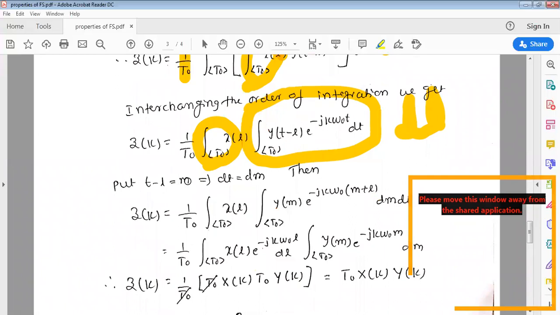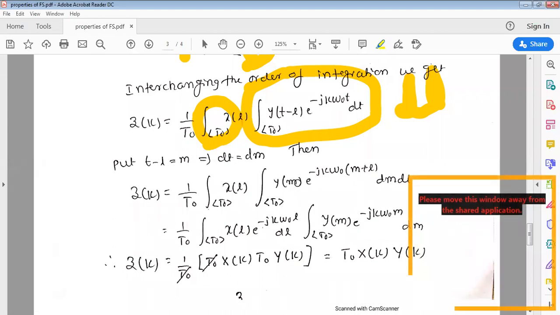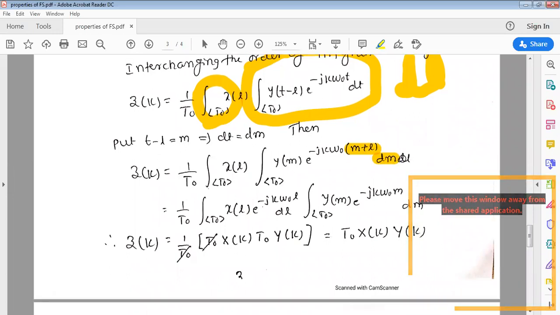Now what happens? Put t minus L is equal to m. Therefore, dt is equal to dm, in the inner integral. So the outer integral is 1 by T naught, integral for a period of T naught, x of L remains unchanged. The inner integral for a period of T naught is y of m into e power minus jk omega naught into t, where t is equal to L plus m. dt is equal to dm, and x of L dL is written here.